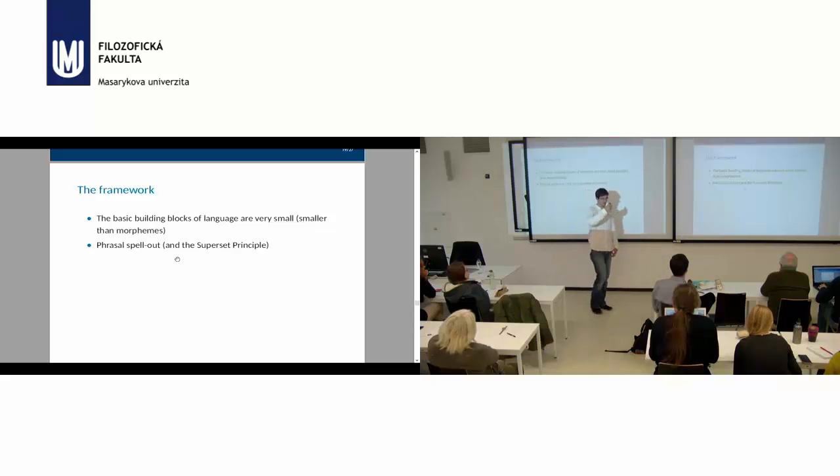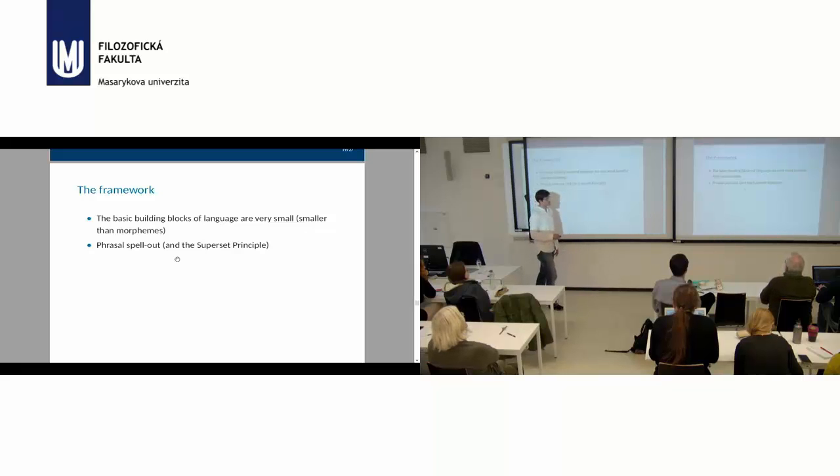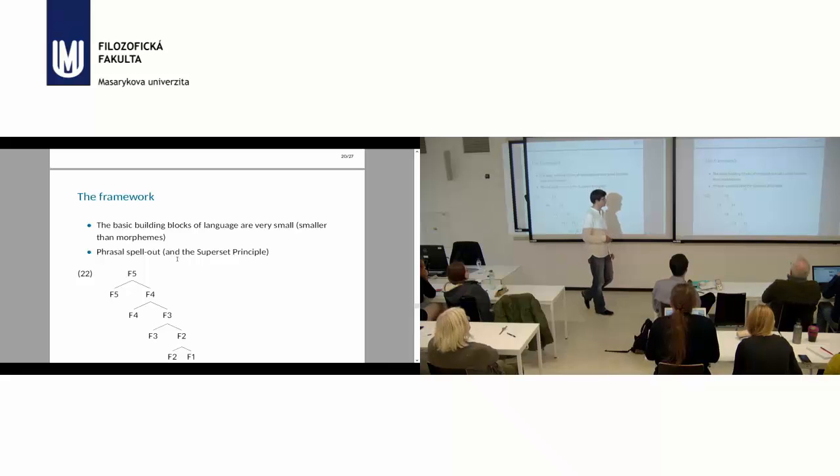So you have the 4 opaque morphemes, each corresponding to a completely regular combination. And the other notion is, of course, a phrasal spell-out, which is a way of producing portmanteau.